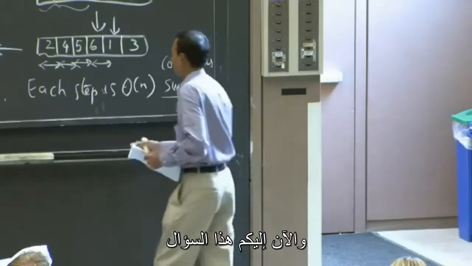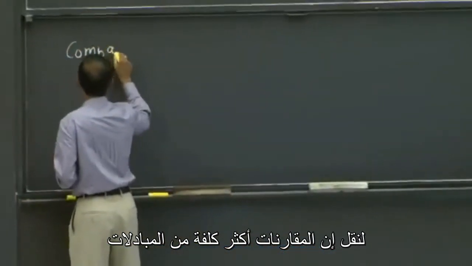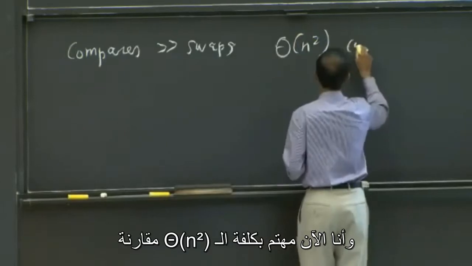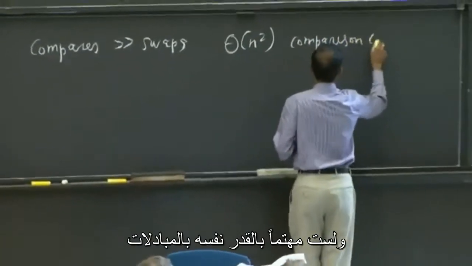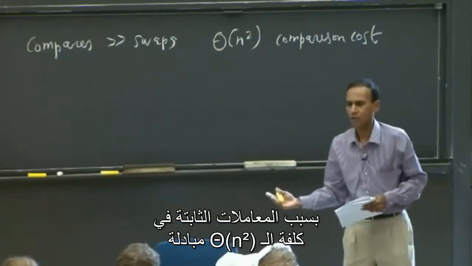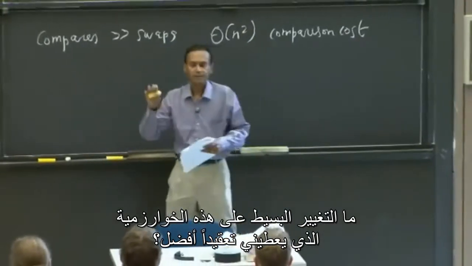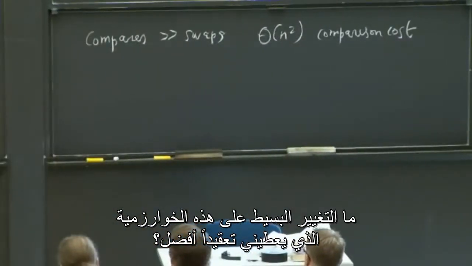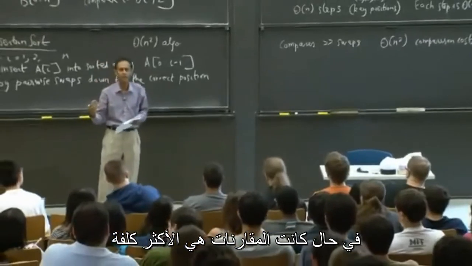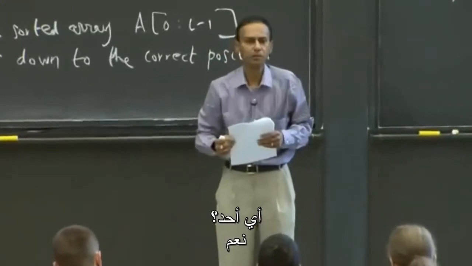Now, here's the question. Let's say that compares are more expensive than swaps. And so I'm concerned about the theta n squared comparison cost. I'm not as concerned, because of the constant factors involved, with the theta n squared swap cost. All right? This is a cushion question. What's a simple change to this algorithm that would give me a better complexity in the case where compares are more expensive, or I'm only looking at the complexity of compares? Anyone? Yeah, back there.